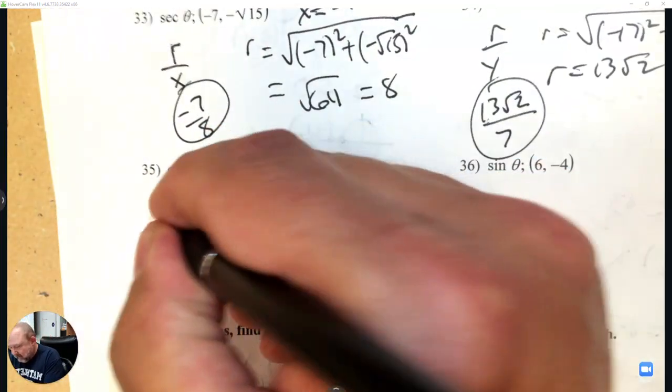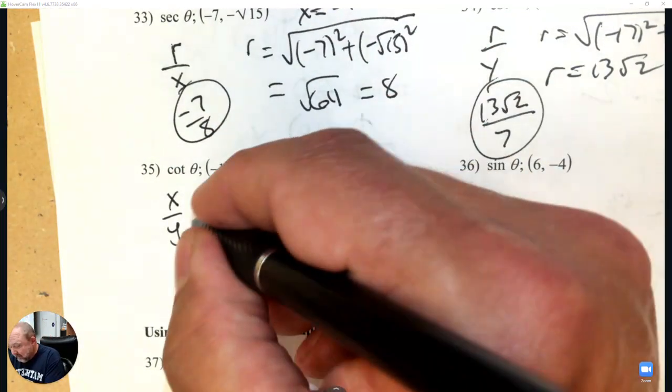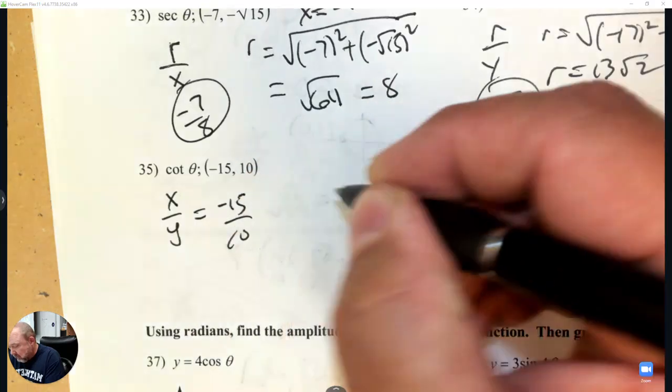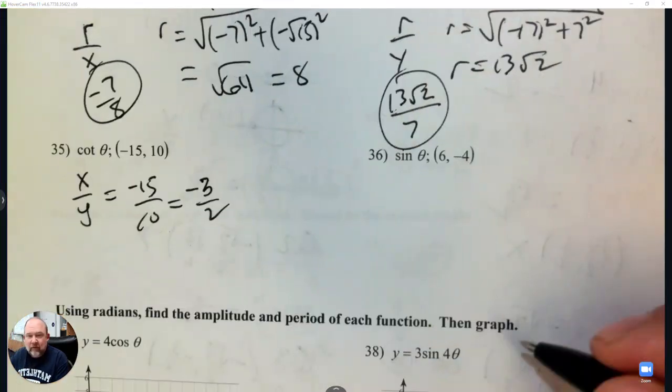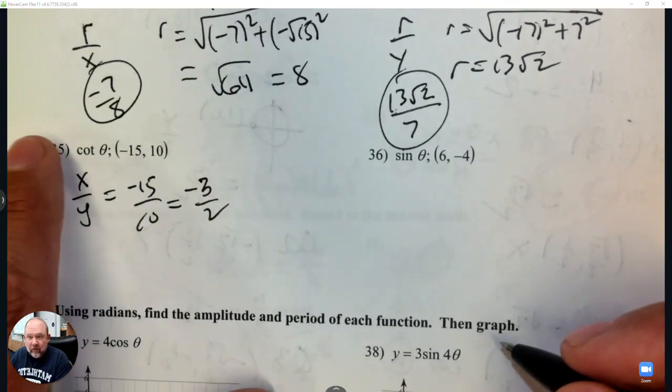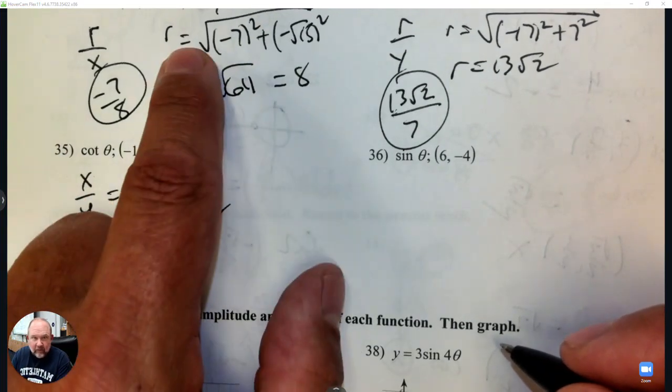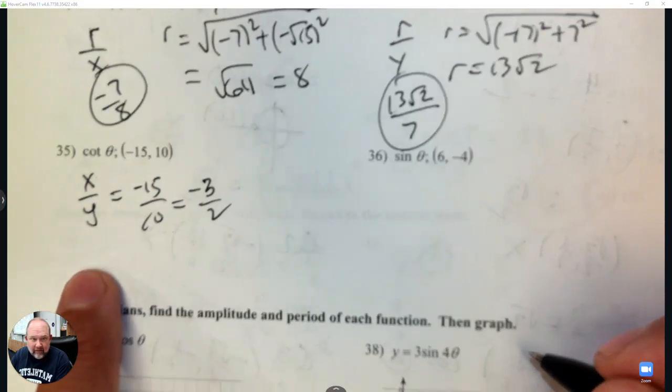Cotangent is x over y. So I have everything I need. The x coordinate over the y coordinate, and you can simplify it down if you want. So I'll divide by 5, or you don't have to do that. So cotangent and tangent is one where I don't need to find the radius. The point gives me everything I need.